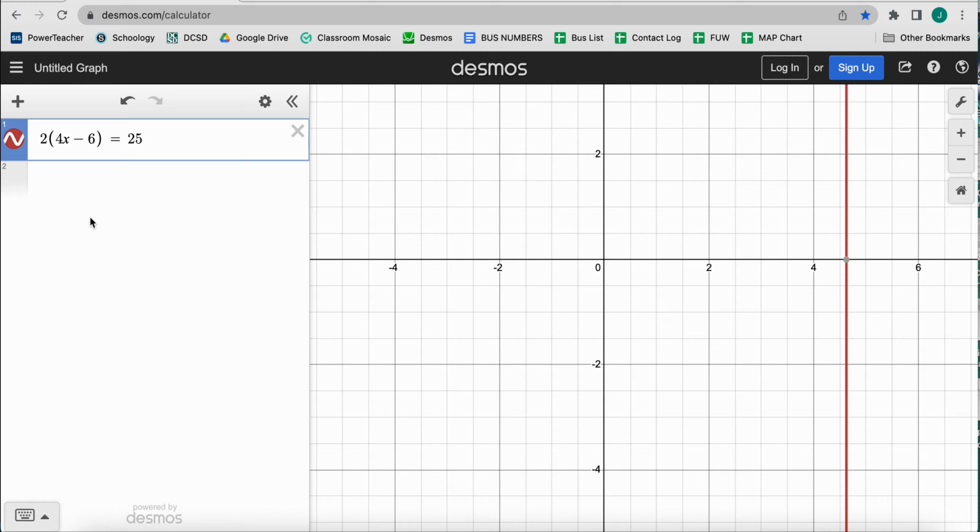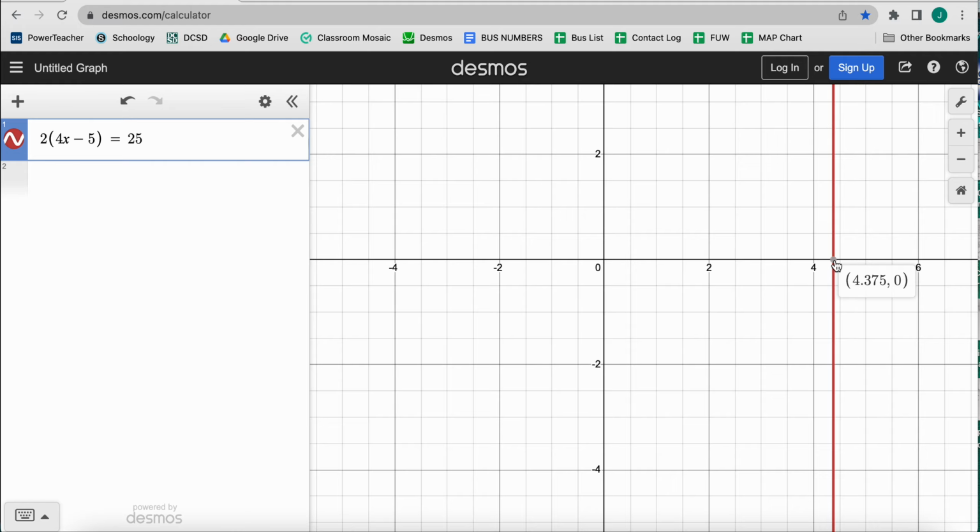So here, I have a problem where I have a 2 on the outside. Let me make that a 5. I have a 5 on the outside, and then I have 4x minus 5 in these parentheses, right? So normally I have to distribute the 5 or divide both sides of the equation by 5, whatever works, and then do the two-step equation inside here. But I don't have to do any of that. I literally just typed it into Desmos as it is. Got myself a vertical line, mouse over. The answer is 4.375, which is 4 3/8. And that is what Desmos can do.